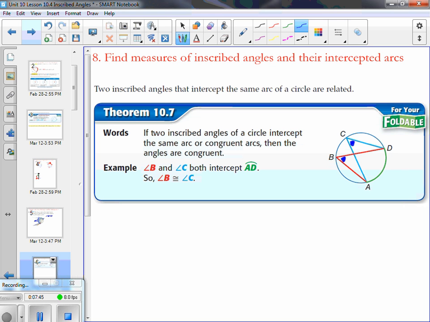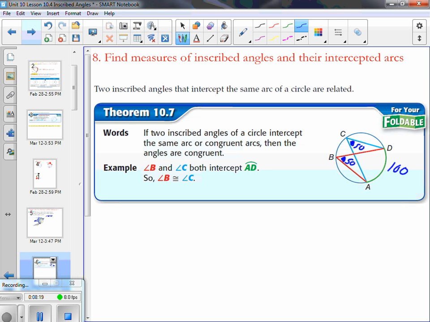Well, think about it. Aren't both measures then half the measure of arc AD? And if they're both that, then they've got to be congruent to each other. Let me throw some numbers up here and it gets easy. If the measure of that arc is 100, then the measure of the inscribed angle is 50. So the measure of angle B is 50 because angle B intercepts that 100-degree arc. The measure of angle C is 50 because angle C intercepts that 100-degree arc. And if both those inscribed angles are 50, they're congruent to each other.